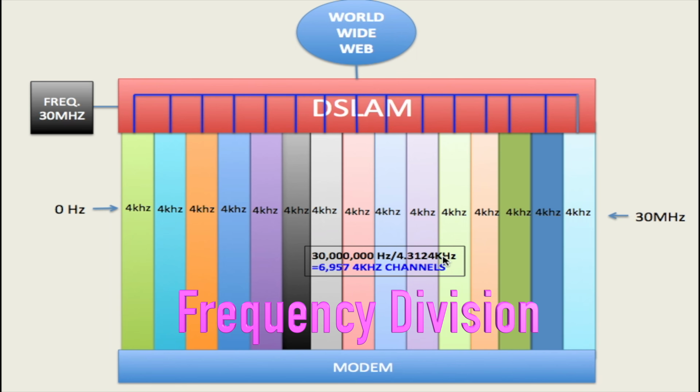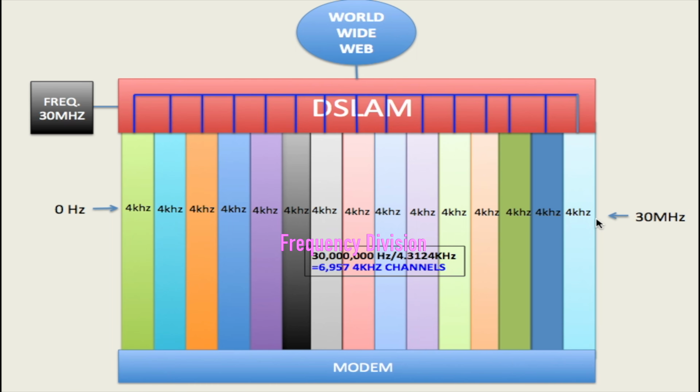4.3125 kilohertz. That is 4 kilohertz, I just round this off, but it's actually 4.3125 kilohertz. So I divide 30 million hertz by that, and I get 6,957 4 kilohertz channels. So I have 6,957 4 kilohertz channels from 0 hertz all the way up to 30 megahertz.